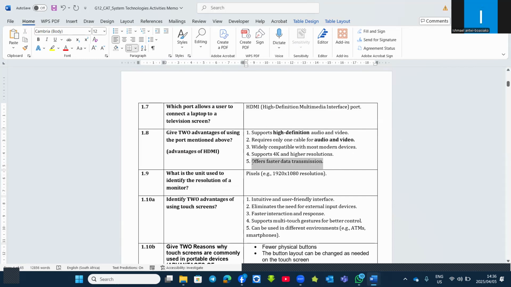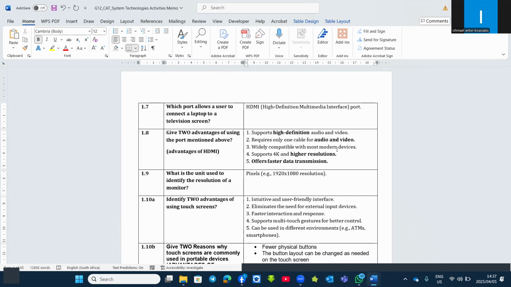So if the question asks you for three, these are easy ones that you can easily remember. High definition audio and video. It requires one cable for both audio and video, and it offers better or faster data transmission. It also gives a higher resolution, and then widely compatible with most modern devices. So these are some of the advantages of using HDMI.